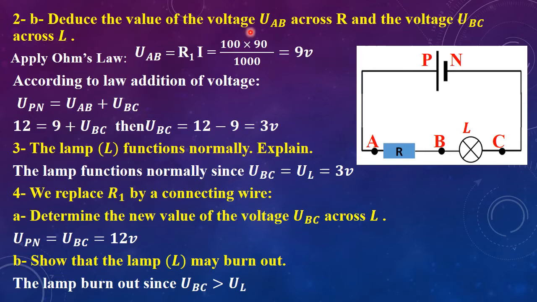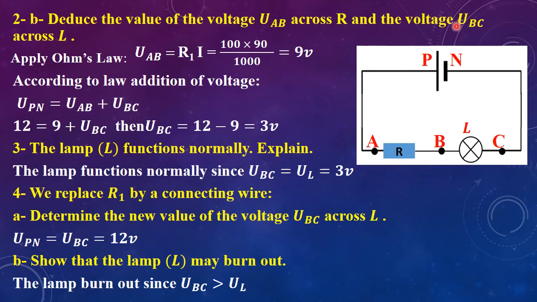Deduce the value of voltage UAB across R and the voltage UBC across L. To find the value of UAB between A and B, we have the current and the resistor, so apply Ohm's law. UAB equal R1 times I, we will get 9 volt. Here we convert the value of current from milliampere to ampere. We divide 90 over 1000.